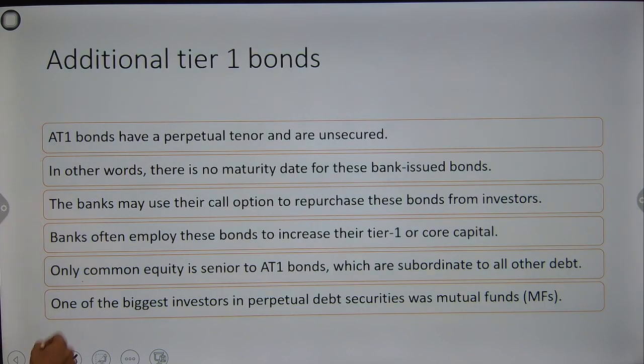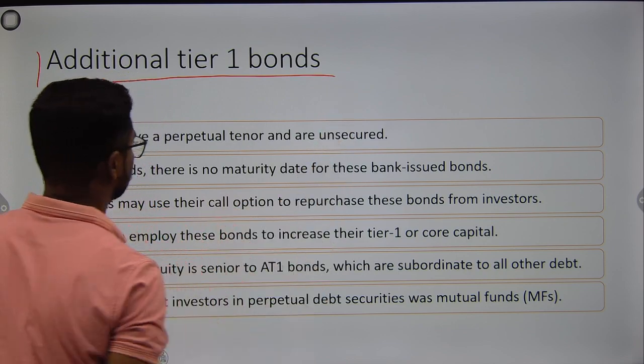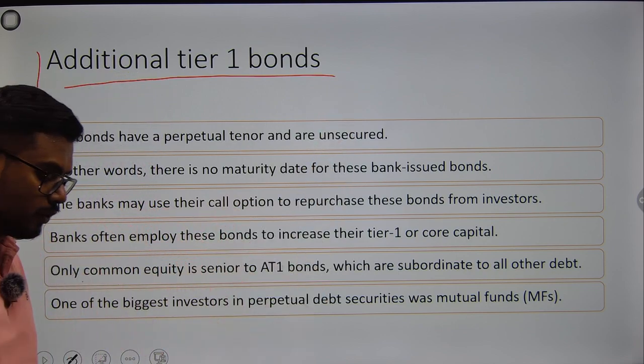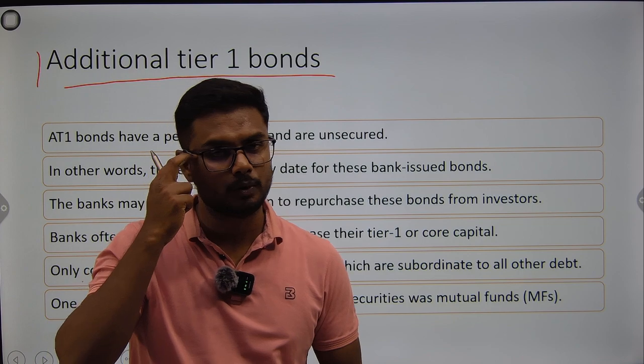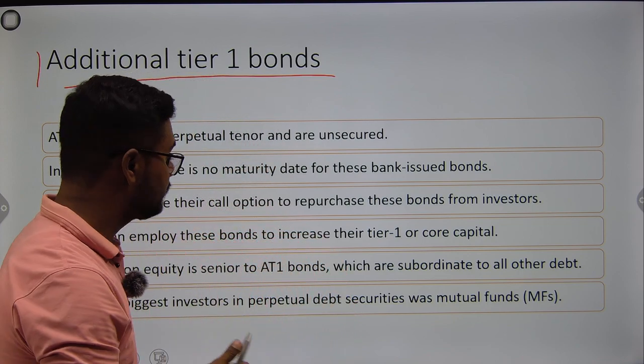Alright, next we have something called additional tier 1 bonds. What are these bonds? Why are they helpful? What are the benefits associated with these bonds? And what are the parallel risks associated?